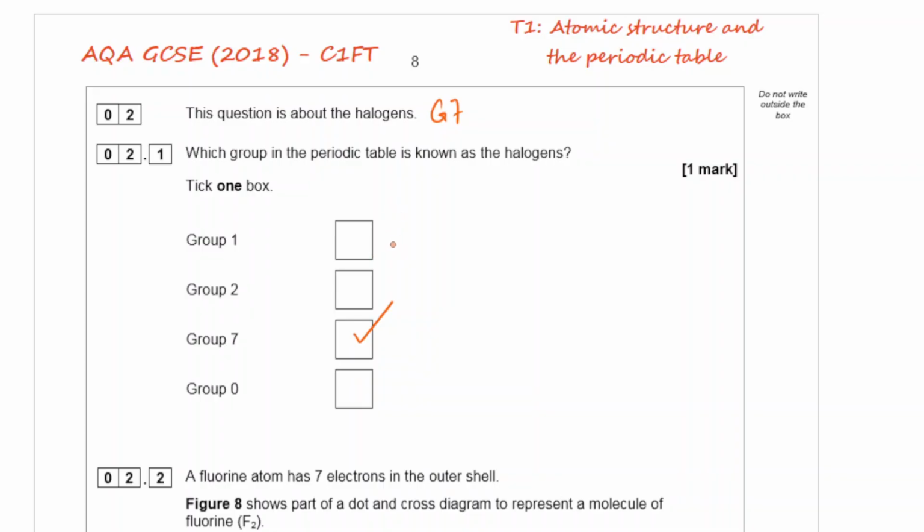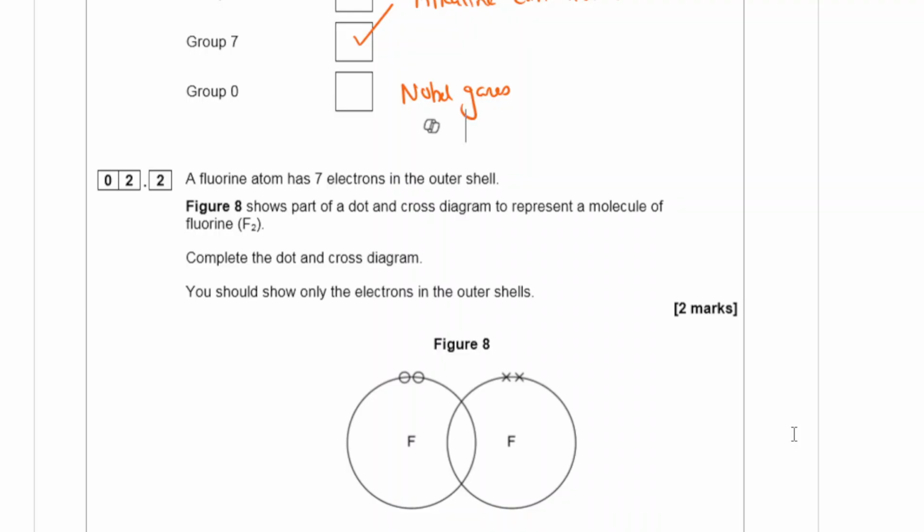Remember, group 1 is alkali metals, group 2 is alkaline earth metals, and so on. Group 0 is called noble gases. Because a fluorine atom has 7 electrons in the outer shell. That's because it's in group 7.